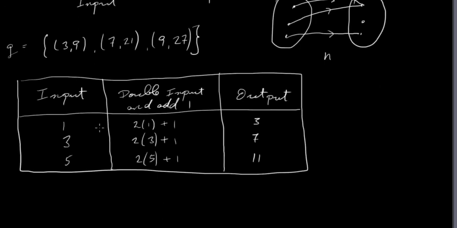So you can see here we have our inputs. 1 becomes 3, 3 becomes 7, 5 becomes 11. And we could list them in pairs here, or couples as well if we like. So we can just write them as 1, 3; 3, 7; 5, 11. So that's another way of representing a function.